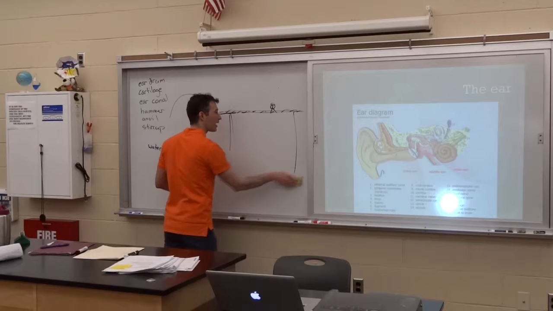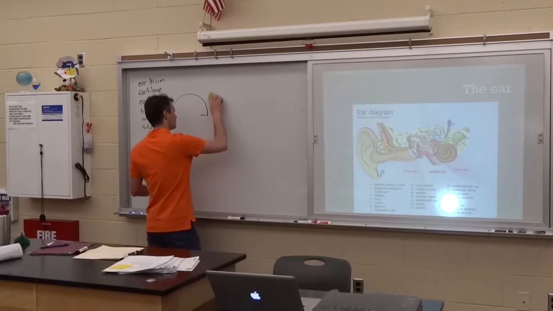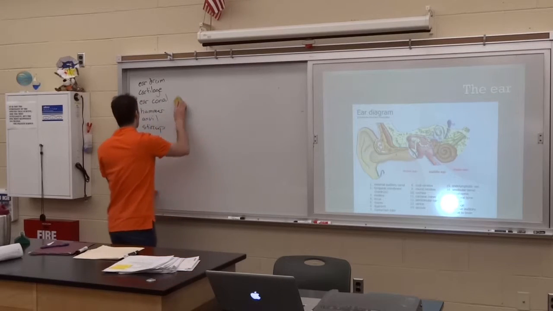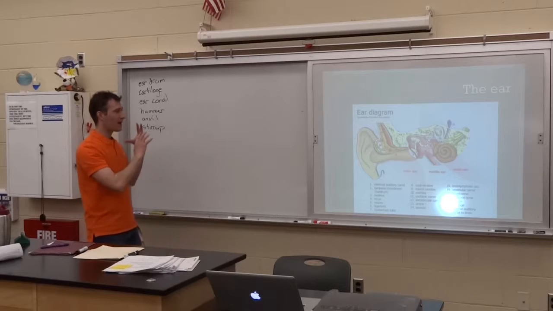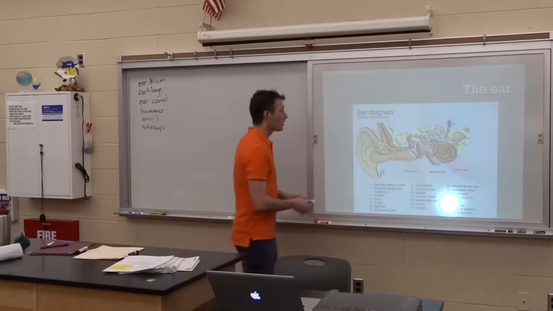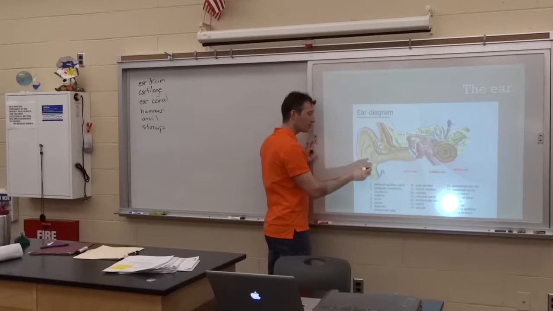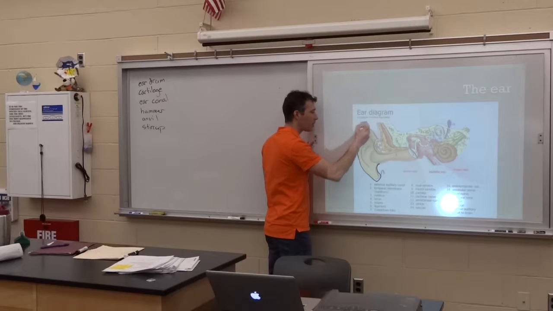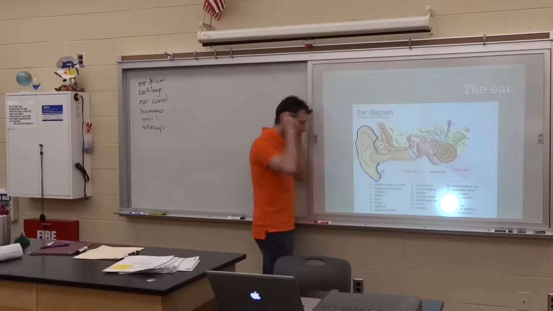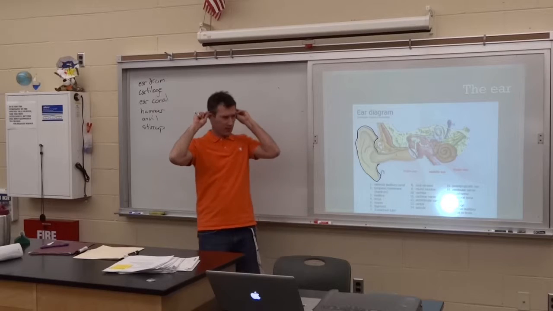All right, so here's a diagram. And there's a lot of things labeled. Let's start from the outside and move in. So the outside actually isn't even labeled on here. Anybody know what the technical name is for the part of the ear you can grab onto? Ben, what's it called?